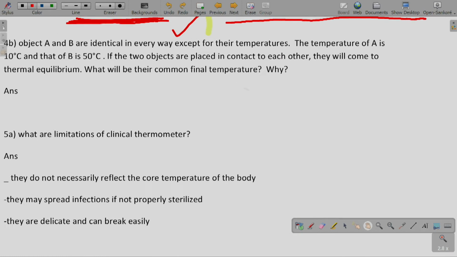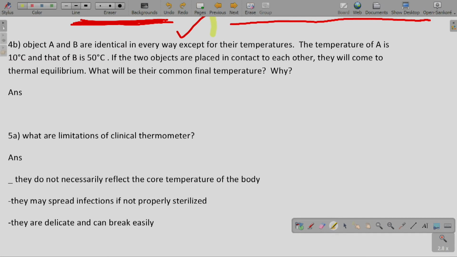That was 4a, and now let's look at question 4b. It says, object A and B are identical in every way except for their temperatures. It means they are the same in every single aspect except for their temperatures. Their temperatures are different. The temperature of A is 10 degrees centigrade, and that of B is 50 degrees centigrade.